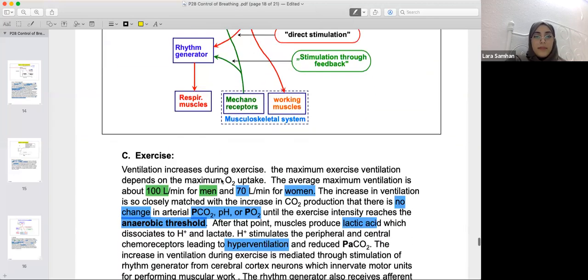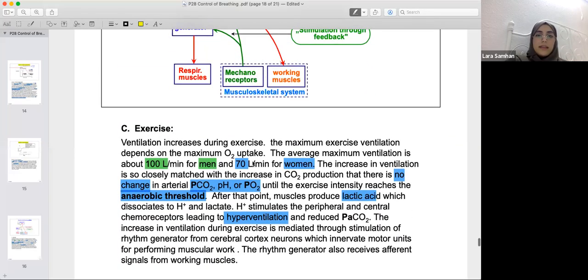So by having normal regulatory functions, all of those things happen. Okay, so here it basically says that the maximum average ventilation of men is quite higher than that of women: for men it's 100 liters per minute, compared to women, which is 70 liters per minute. There is no single change in the arterial CO2, pH, and PO2 while exercising, and this happens because we try as much as possible to compensate any changes.